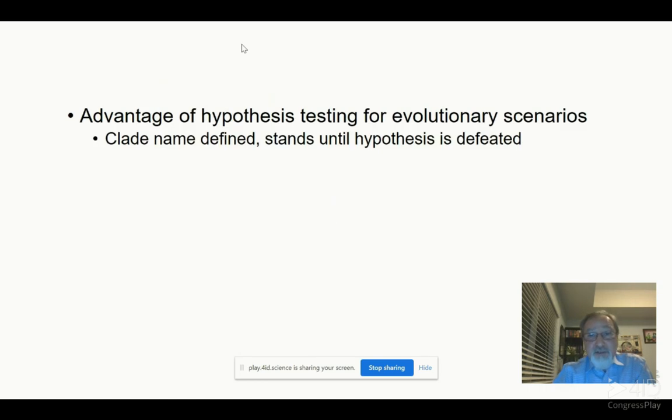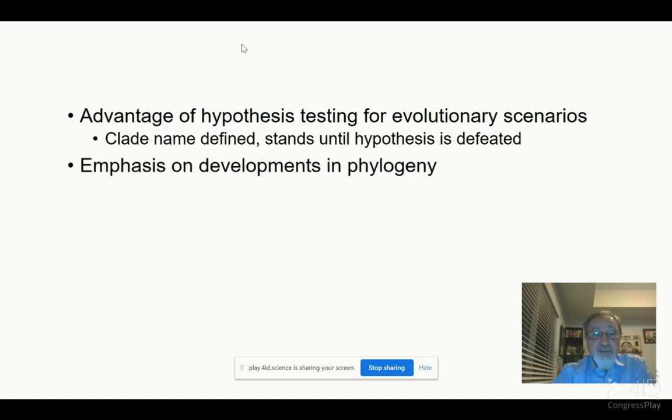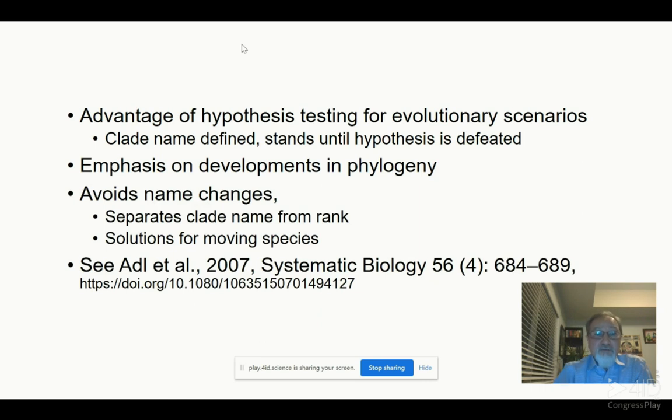So some advantages really are about using hypotheses for evolutionary scenarios is that the names don't change. And they're well defined so that you know when it applies, and if the tree changes, then you know that the name doesn't apply to that grouping because that grouping was false. And it shifts the focus more on developments in phylogeny and avoids putting the focus on what rank the clade is named at. So it avoids all those name changes, and I think that's the most important thing to come out of it going forward.